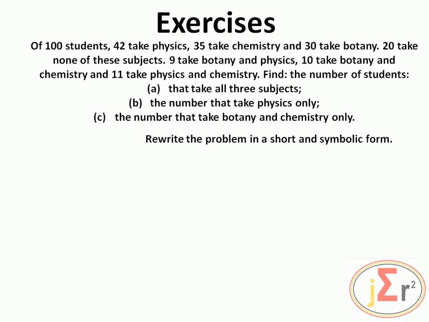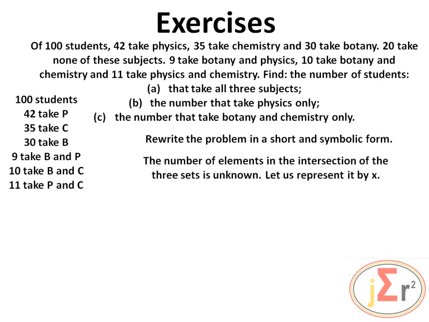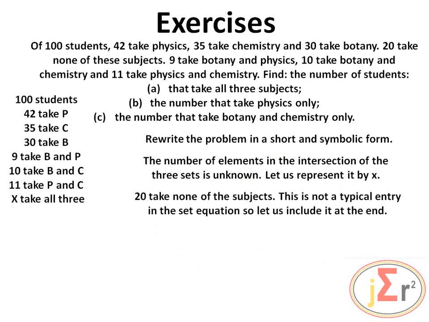So, we write the problem in a short and symbolic form, and that is how short the entire problem can be, no problem whatsoever. The number of elements in the intersection of the three sets is unknown, so let us represent it by X. 20 take none of the subjects. This is not a typical entry in the set equation, so let us include it at the end. It is not typical.